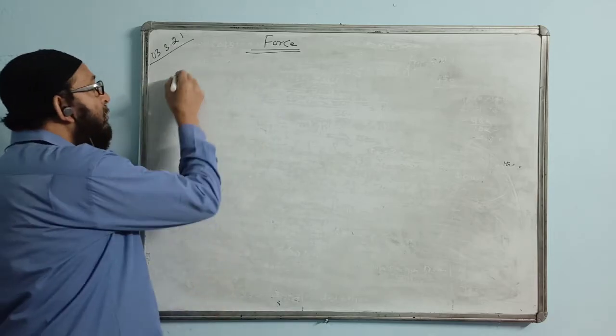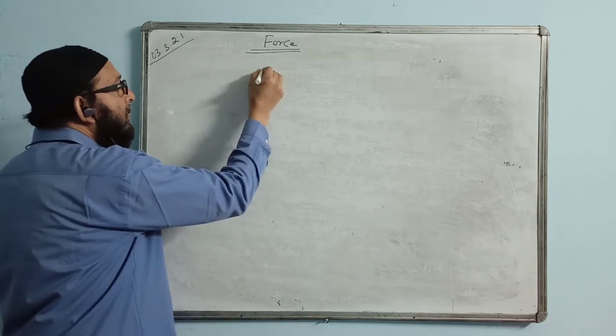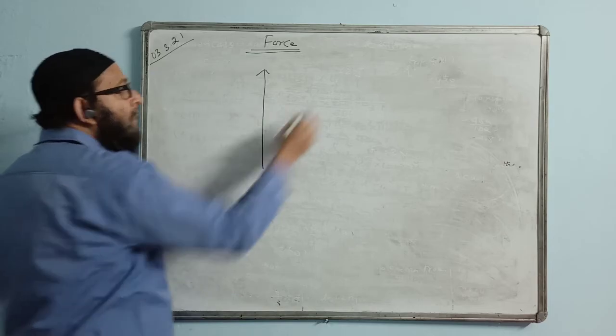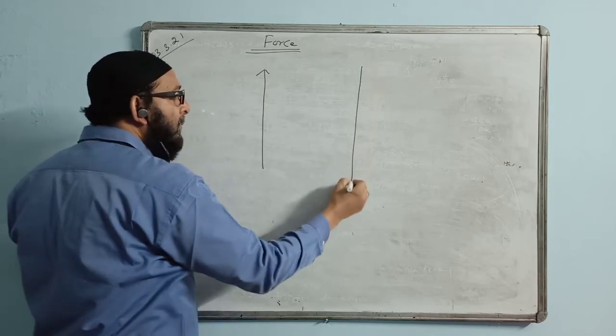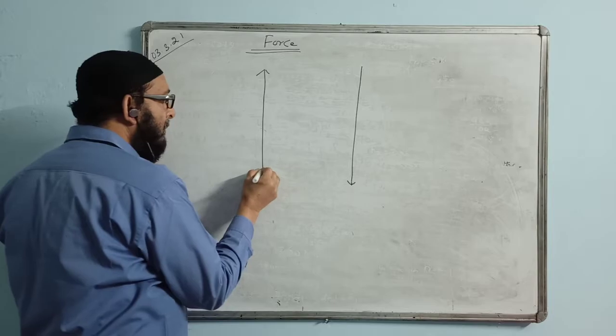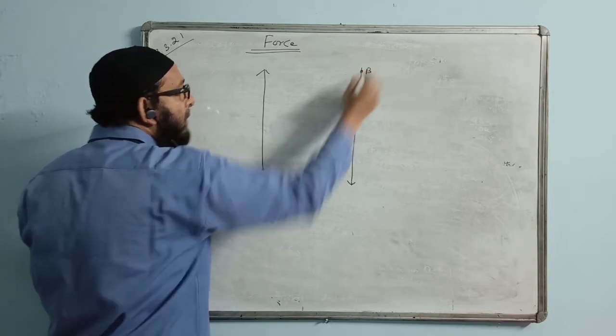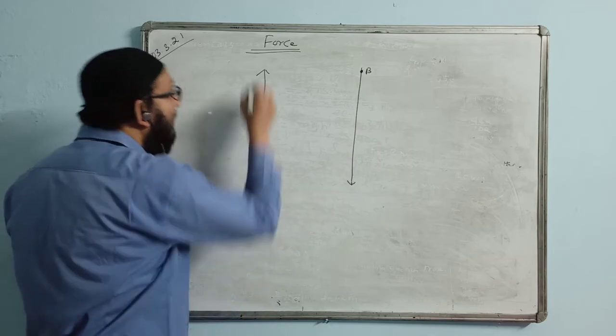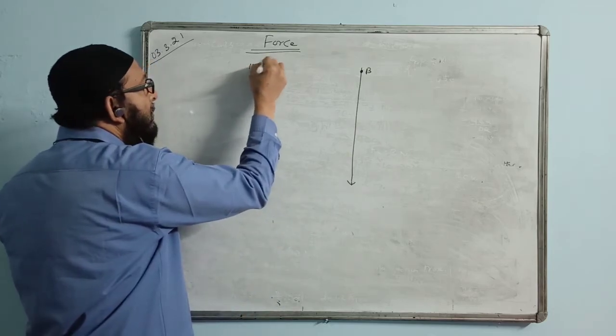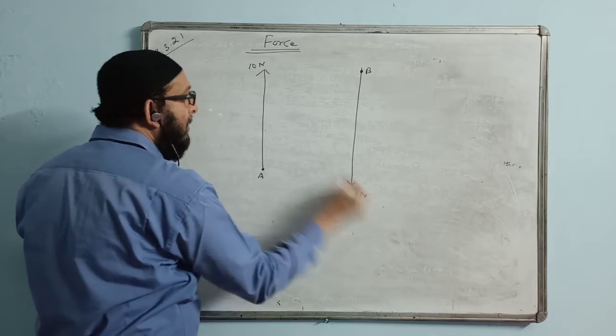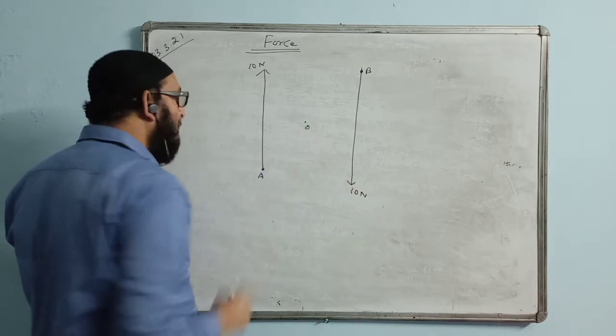Next question is like this. They have given one force here and another force here. Here is the point A. Here they are showing the point B. This is given 10 Newton. This is also 10 Newton. And there is a point O over here.